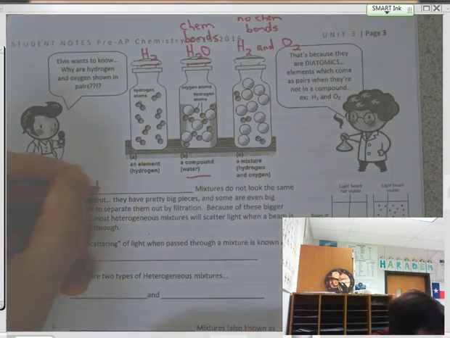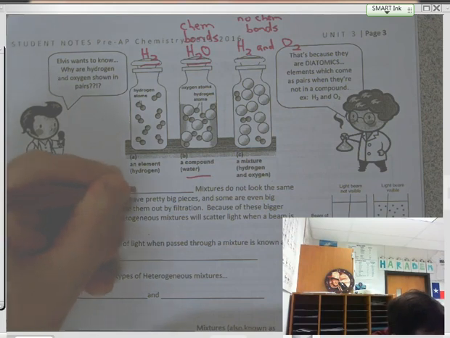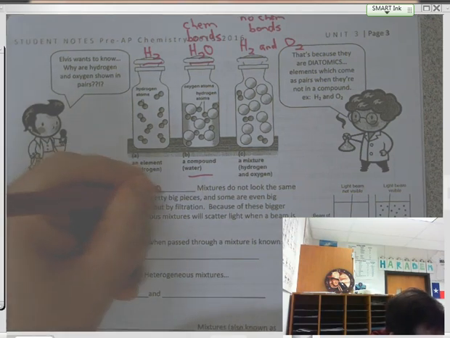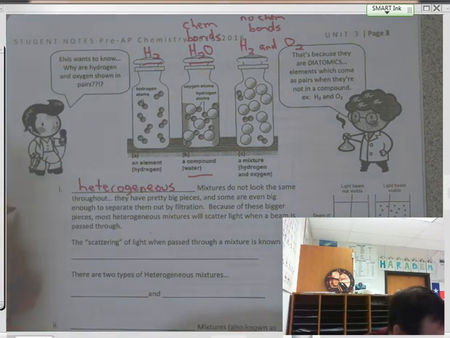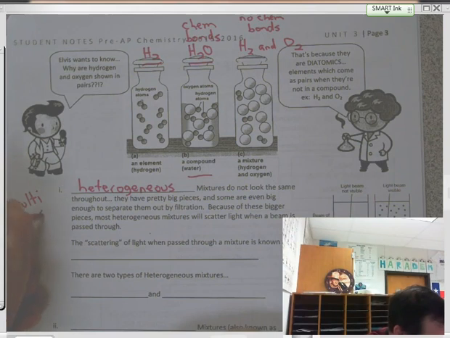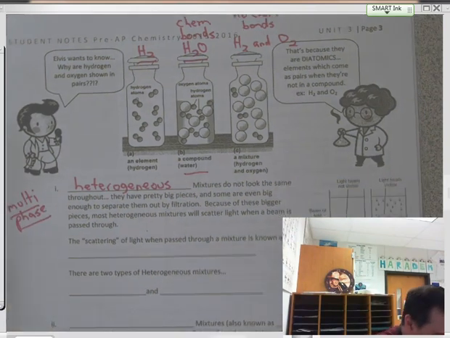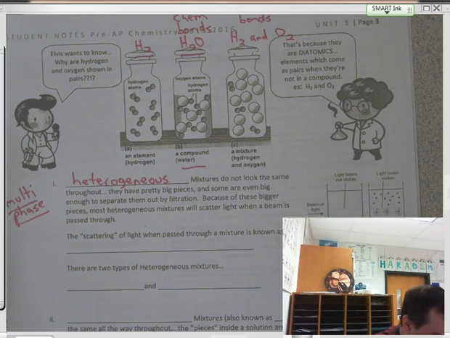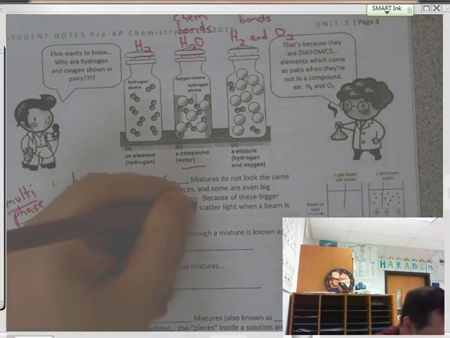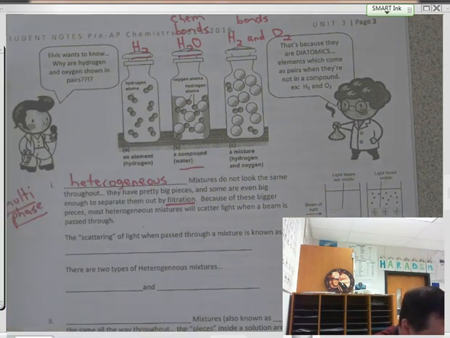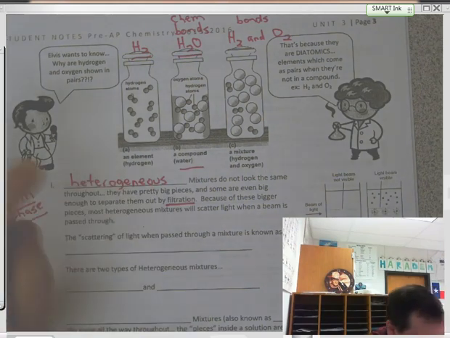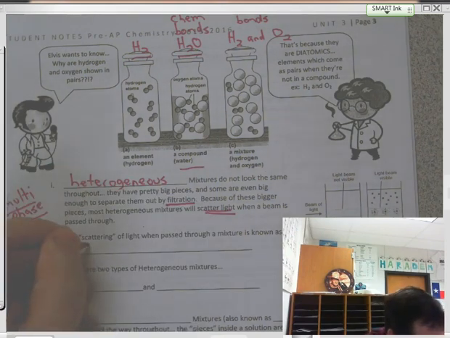Okay, heterogeneous mixtures do not look the same throughout. These are the ones with multiple phases. Okay? They have pretty big particles and they separate upon filtration most of the time. Or you can just use gravity to sometimes do it too. Since these particles are bigger, these will scatter light. Okay, so this is what we call, the scattering of light is called the Tyndall Effect.